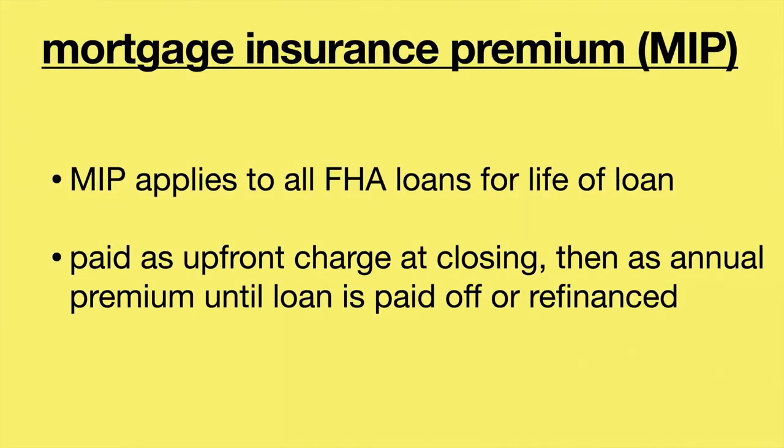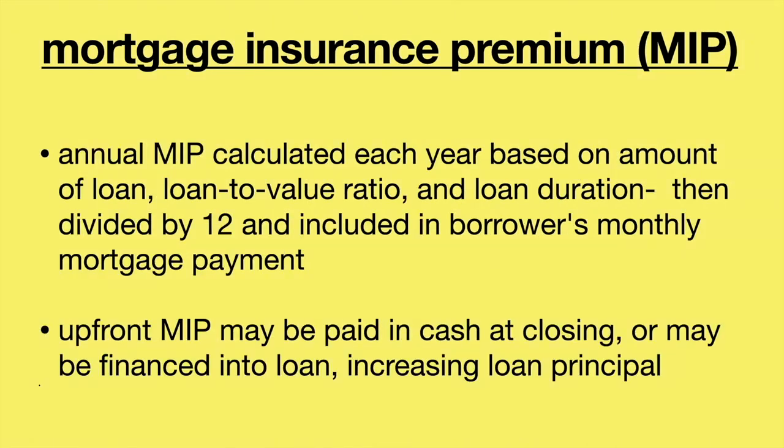A mortgage insurance premium, MIP, applies to all FHA loans for the life of the loan. It's paid as an upfront charge at closing, then as an annual premium until the loan is paid off or refinanced. The annual MIP is calculated each year based on the loan-to-value ratio and the loan duration. It's then divided by 12 and included in the borrower's monthly mortgage payment. The upfront MIP may be paid in cash at closing, or it may be financed into the loan, increasing the loan principal.